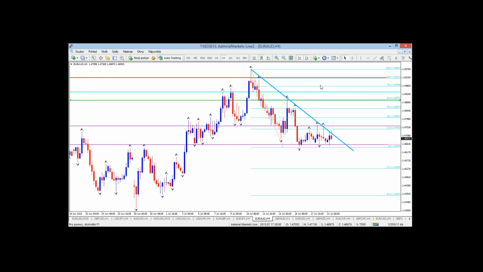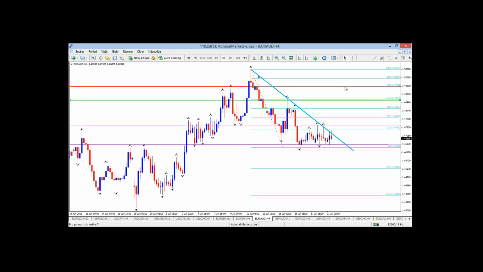And this top. Eventually, perhaps even up to the 78.6 pip. If it does break through support, then it could fall to this target, maybe to this target.